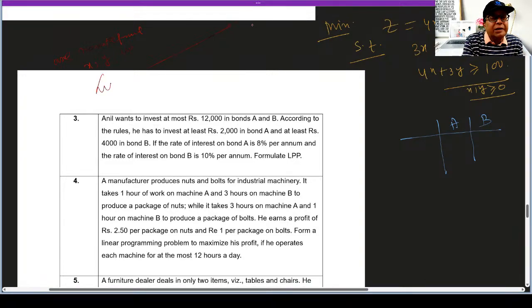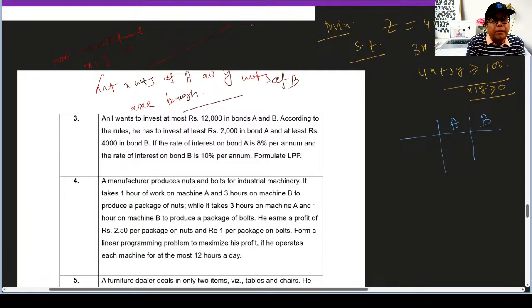So start in this manner. Let x units of A and y units of B be bought. Okay? X units of A and y units of B are bought. So this part is x unit and this part is y unit. Bond A, sure. 2 bonds A and B. Bond A, his investment 2,000 and this one 4,000.